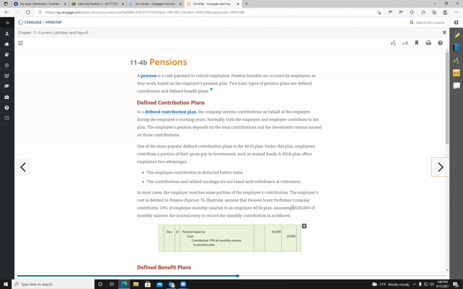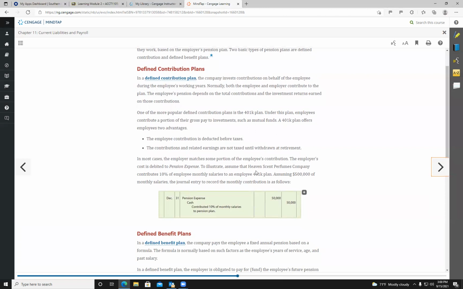The employer's cost is debited to the pension expense. An example here is that Heaven Scent perfume company contributes 10% of employee monthly salaries to an employee 401k. Assuming $500,000 of monthly salaries, the journal entry to record the monthly contribution would be 10% of that $500,000, which is a debit to the pension expense of $50,000, and then offset cash because the employer pays their portion of it. So that's a defined contribution plan.